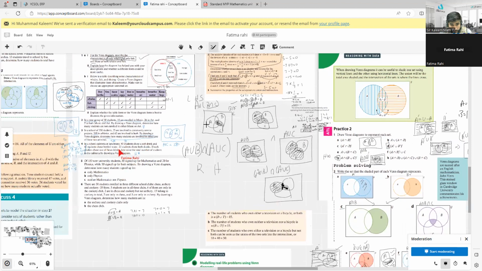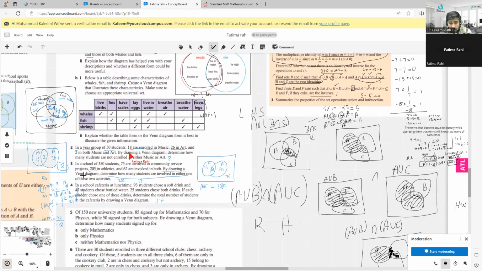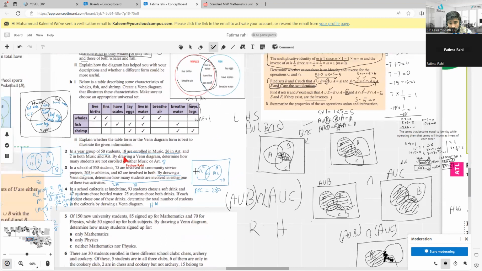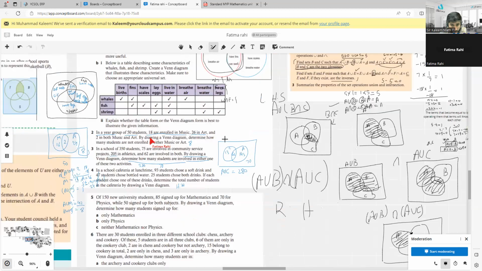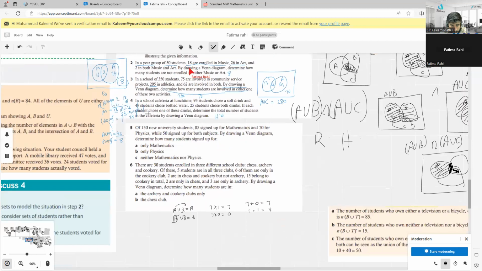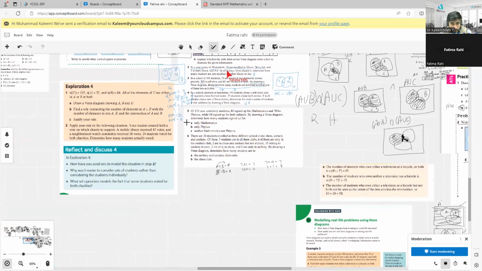Okay, what we learned today? We learned how we can convert table data into a Venn diagram, or word data into a Venn diagram, and how we can draw the Venn diagram according to the given condition. We also revised the identity. What is the inverse of a set if the identity is given like that? You just have to remember these points. Question number 4, you just have to solve at home. If you feel any difficulty, we will discuss it in the next class on Friday.